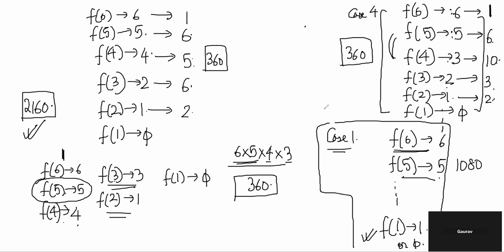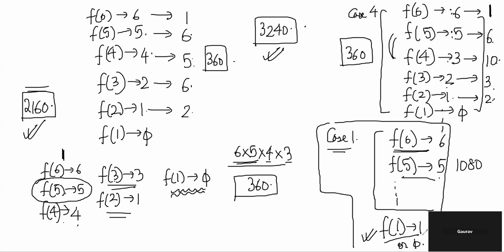So notice that 360, 360, 360 have to be added to this. So 1080 have to be added, right? So you'll get 3240. And now think about it, there is no further case left. Why? Because we have done f of 1 is null set, all the cases we have done, right? We also did case 1 where everything was equal except f of 1, which could be 1 or null, right?